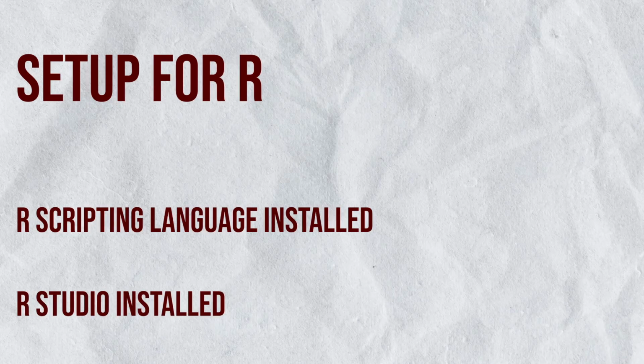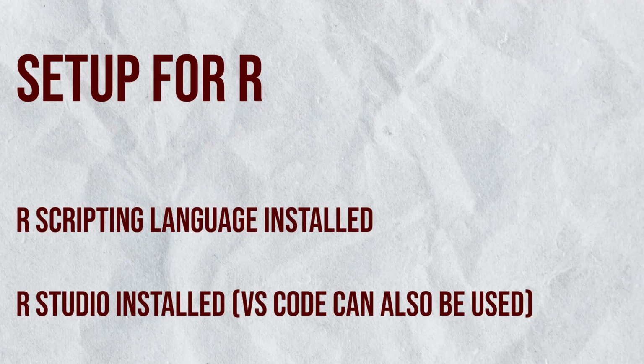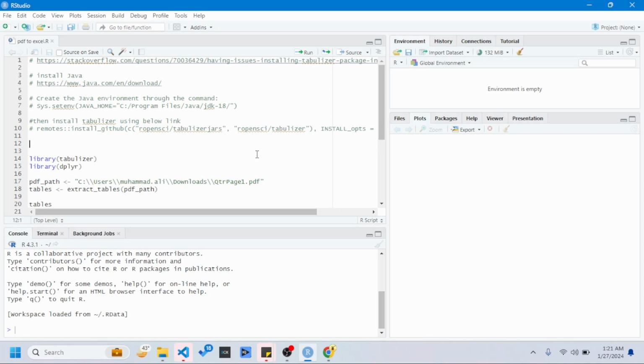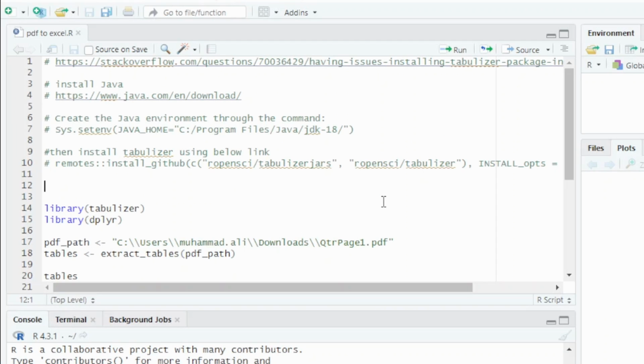First things first, make sure you have got R and RStudio installed. If you do not have these installed, I will add links to installation of both in the description. We will start by installing the necessary packages. The tabulizer library requires installation of Java, so let's do that. You can install Java from this link right here. I already have it installed, so I will skip it. Make sure that you install it as per your architecture. So if 32-bit, then select that one, or 64-bit, install that accordingly.